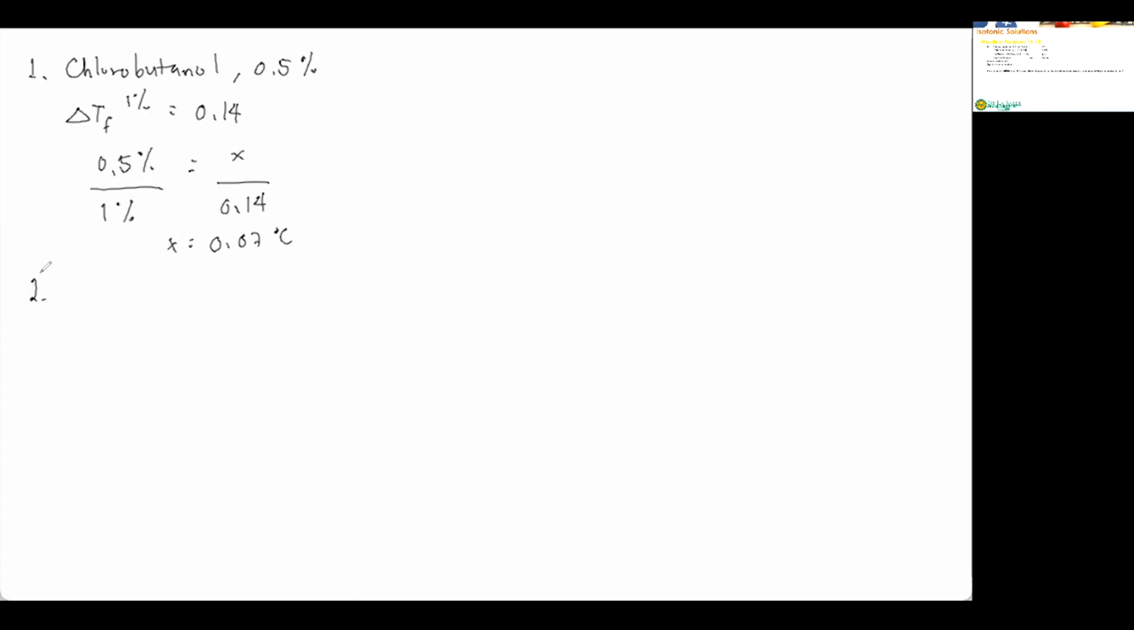Now that we know that 0.5% chlorobutanol contributes to only 0.07 degrees Celsius in the freezing point depression of the solution, we can subtract this value from 0.52 degrees Celsius, which is the freezing point depression of an isotonic solution. And this is equal to 0.45 degrees Celsius. Now, this is the freezing point depression that needs to be provided by both sodium chloride and your other substance, which is phenylephrine hydrochloride. Because both are present in your formulation.